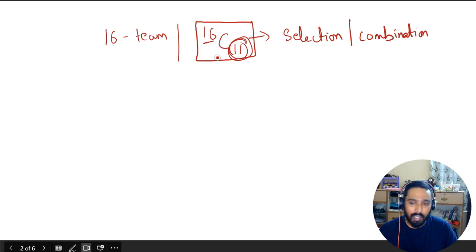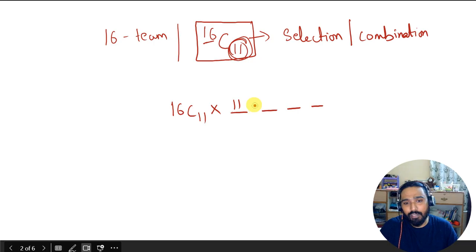So what I can do is, instead of doing directly now, first out of these 16 players, I will select 11 players, right? Okay. Now after that, my work is not done. I should give them rankings also. Now the first rank can be given to any of the 11 players.